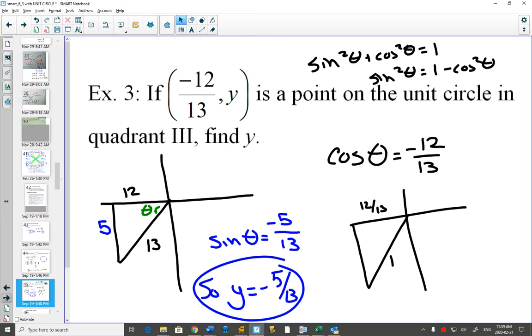The unit circle, if this is 13, my unit circle is just this tiny little circle right there, because its radius would be 1. But with trigonometry, no matter how big or how small a triangle is, the ratios stay the same.